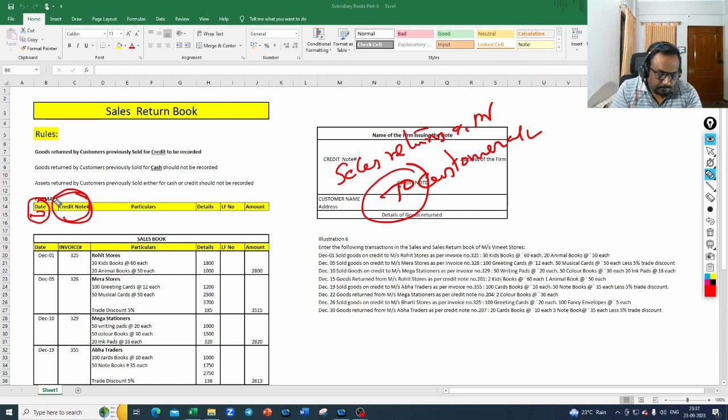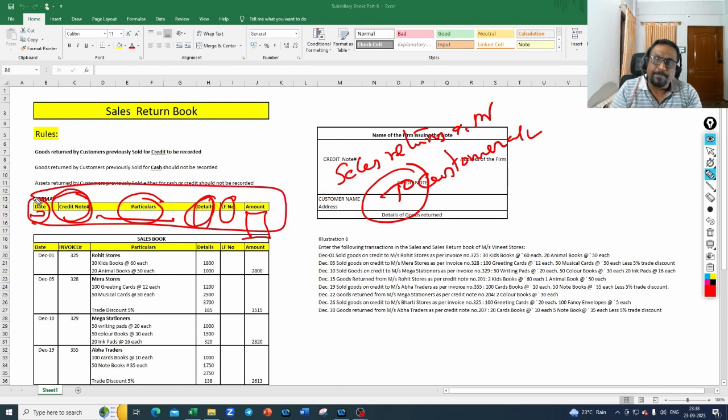Clear? You know, particulars, product details, price, any trade discount or taxes, everything has to be calculated here. And if at all any trade discount or tax calculations are involved, those things we will put in the details column. And the LF number, ledger folio number, and net amount is going to be mentioned in our amount column.